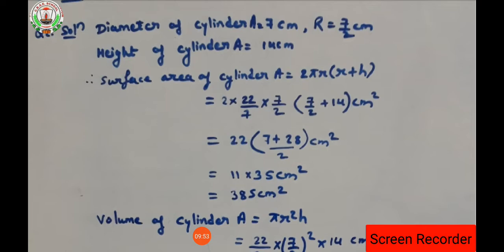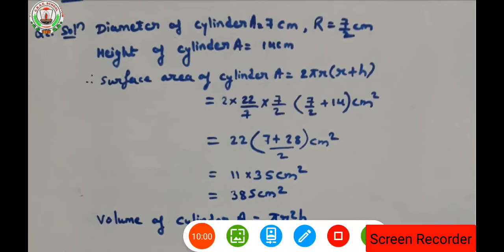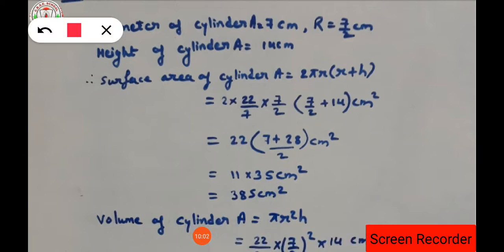So here what we have to do, we have to substitute the value of everything, isn't it? So what is the value of 2 pi r into r plus h? This is the formula for surface area of the cylinder, isn't it? Now here 2 comes from the formula. 22 by 7 is the value of pi. In place of 22 by 7 we can also use the decimal one, that is 3.14.